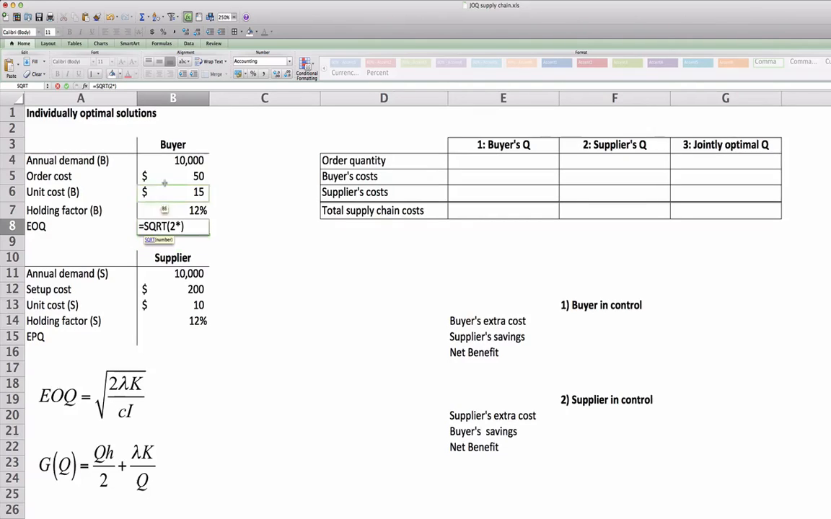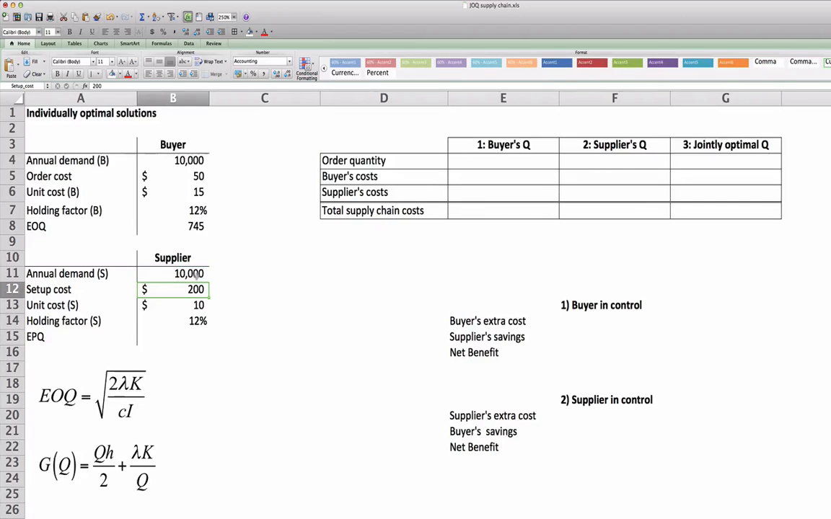Again, this is simply the square root of 2 times annual demand times the order cost divided by the inventory holding cost per unit per year. Now we can do this same thing for the supplier. Again, similar data. Note that here the annual demand volume is the same as for the buyer. So we assume that this supplier only produces one product for one buyer. So we're talking about the same 10,000 units here.